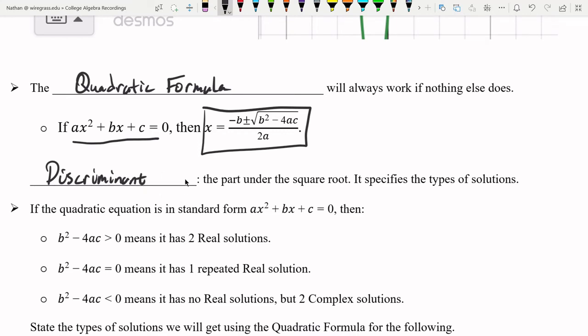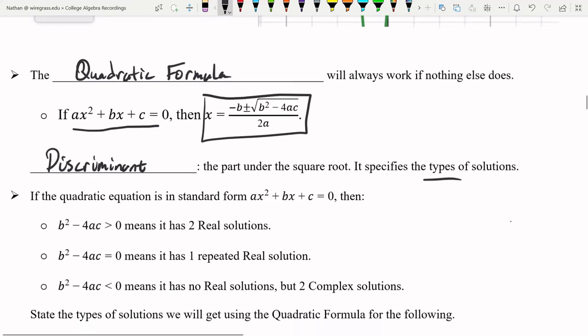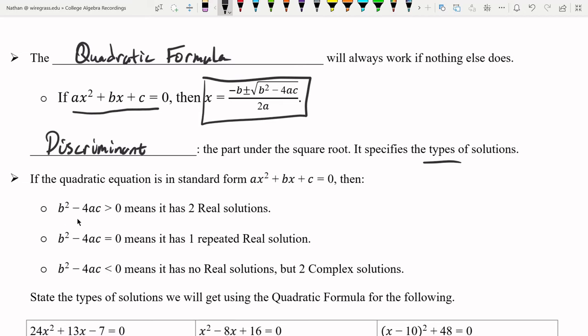The discriminant is the part underneath of the square root. It specifies the types of solutions, because underneath the square root is the only place we can get a complex number. If you have a negative underneath there, you get a complex. If it's positive, that means it must be real, because that's the only way it could become complex. So if b squared minus 4ac, that's just this portion underneath the square root.